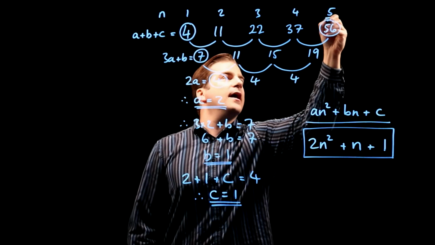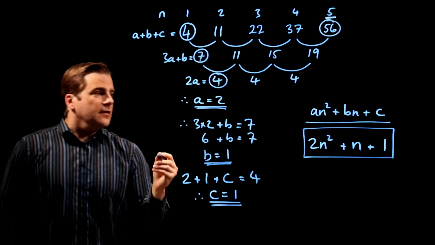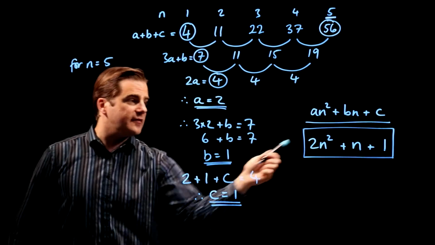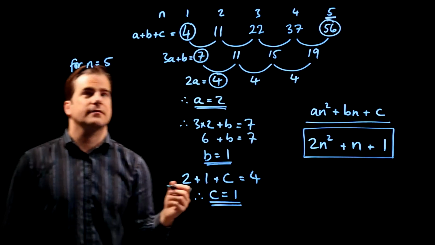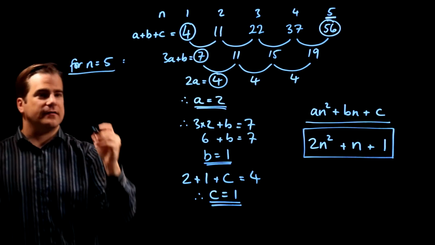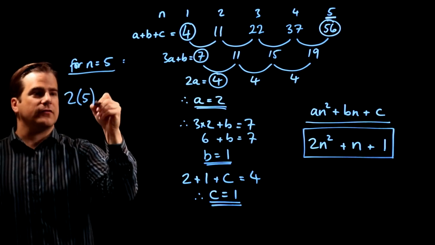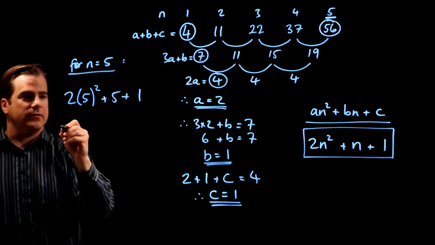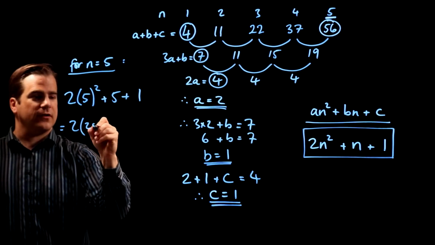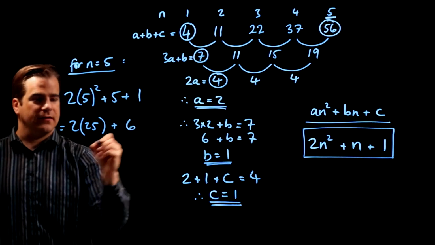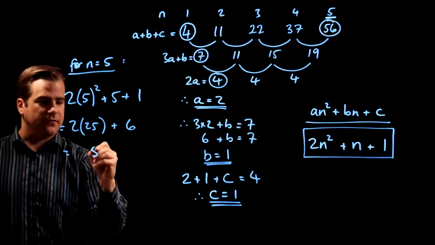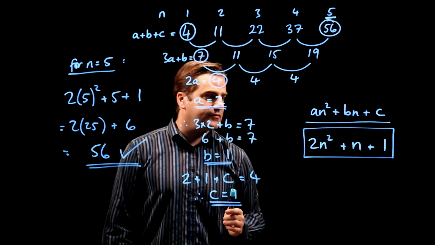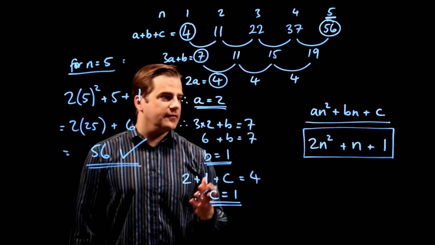Okay, so n is 5. So for n equals 5, we stick n equals 5 into that equation, we should get 56. Okay, we get 2 times 5 squared plus 5 plus 1, which is equal to 2 times 25, which is 50, plus 5 plus 1, which is 6. So that's equal to 56. It's correct. We've got 56. Good. So it's correct. We've done it.